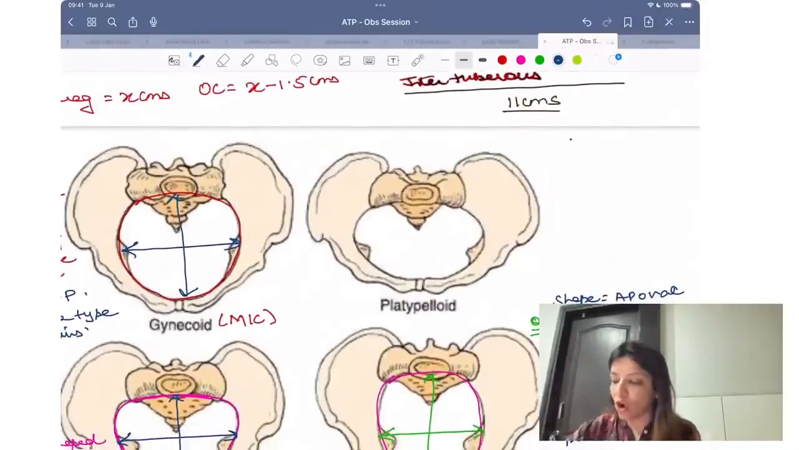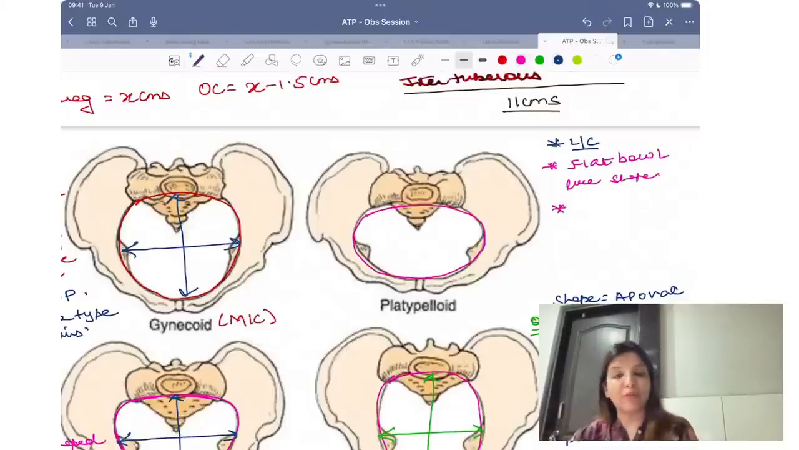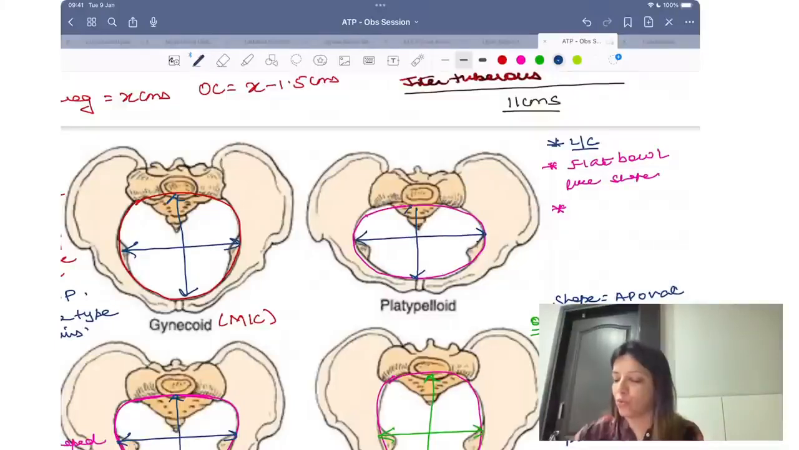Then comes the least common variety of pelvis, which is platypelloid pelvis. In platypelloid pelvis, again the shape of the inlet, please remember, is a flat bowl-like shape. The other important point about platypelloid pelvis is that the transverse diameter is much more than the AP diameter.